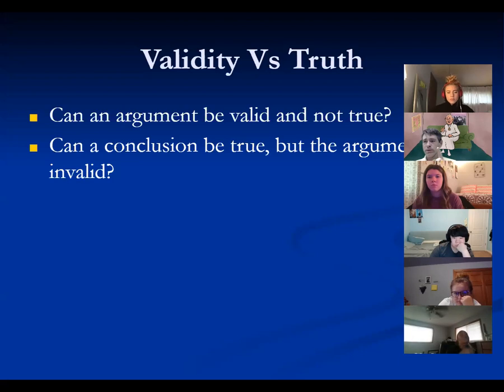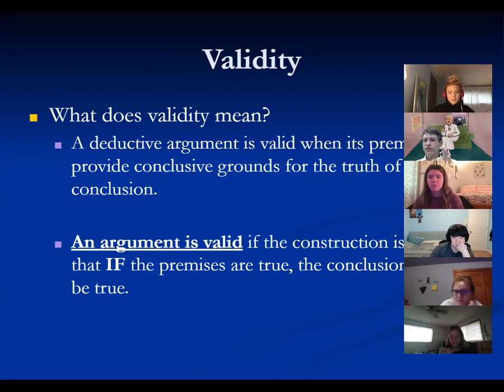Definitions first before we do practicing. So what does validity mean? A deductive argument is valid when the premises provide conclusive grounds for the truth of the conclusion. Now that might seem a bit abstract for you, and so we will look at some concrete examples to help illustrate that. But I think maybe a better way of examining whether an argument is actually valid. So right now we're not talking about truth. Okay, truth is somewhere else, so don't worry about it. We'll get there.